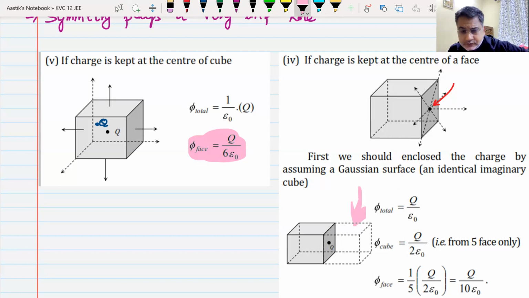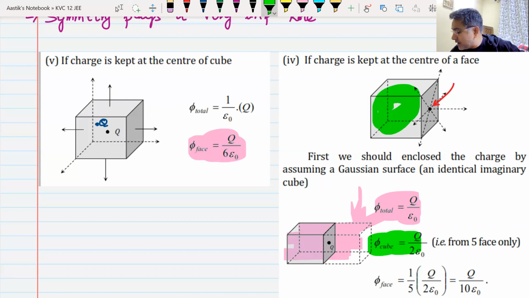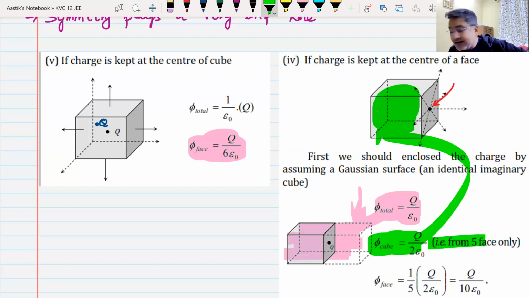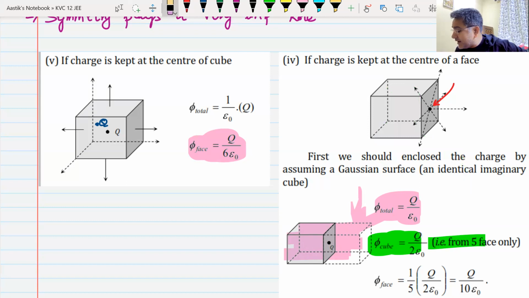That means the total flux through this entire structure is Q by epsilon naught. That means the flux through this green structure would be Q by 2 epsilon naught. This is what we understand by symmetry. Do we get this? Yes or no? That is the flux through the entire cube.